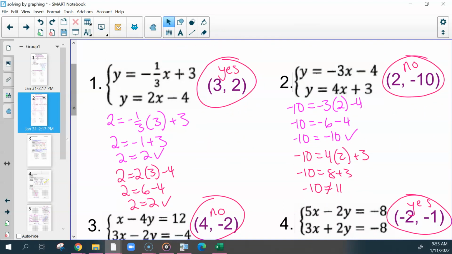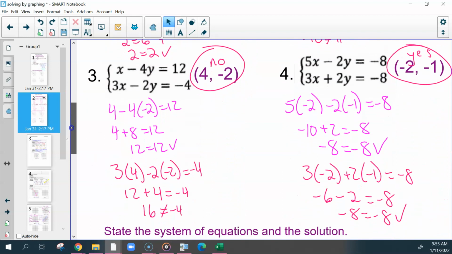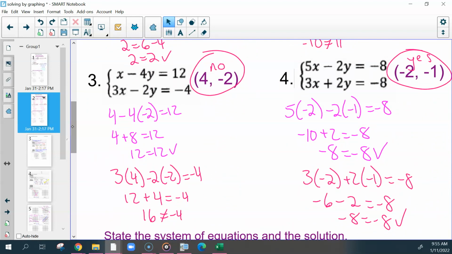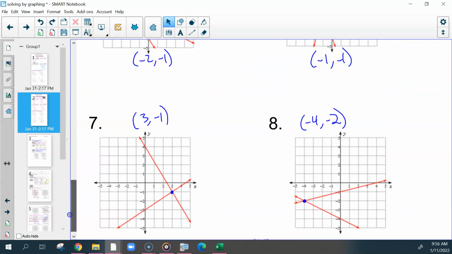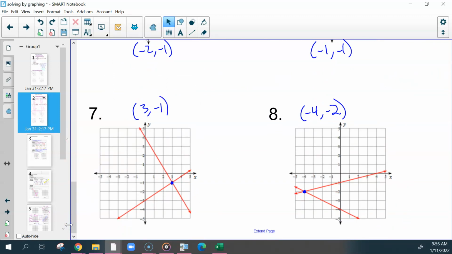Okay. For number 2, that should have not been a solution. It didn't work for one of them. Number 3 should have also not been a solution. It didn't work for one of them. Do we have questions on either of those two? And then 7 was 3, -1, and 8 was -4, -2.